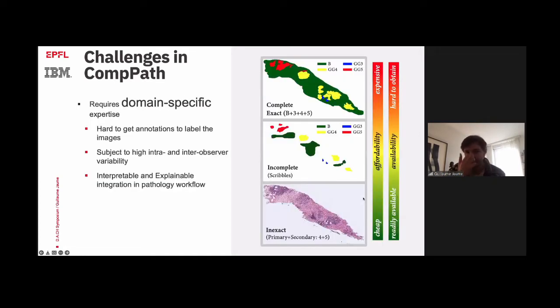And the second big challenge is that understanding histology images requires domain-specific expertise that only pathologists can provide and us computer scientists don't really understand, which of course makes it hard to get data and to get annotations to develop methods. And even when we get annotations, we know that they are high in terms of variability. In addition, the integration of computer-aided diagnosis tools in the pathology workflow needs to be, at least to some extent, transparent and explainable.